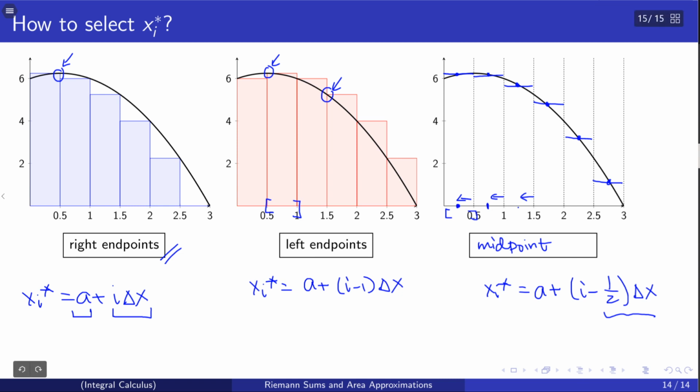Okay, so those are 3 rules that we will be seeing in our class.